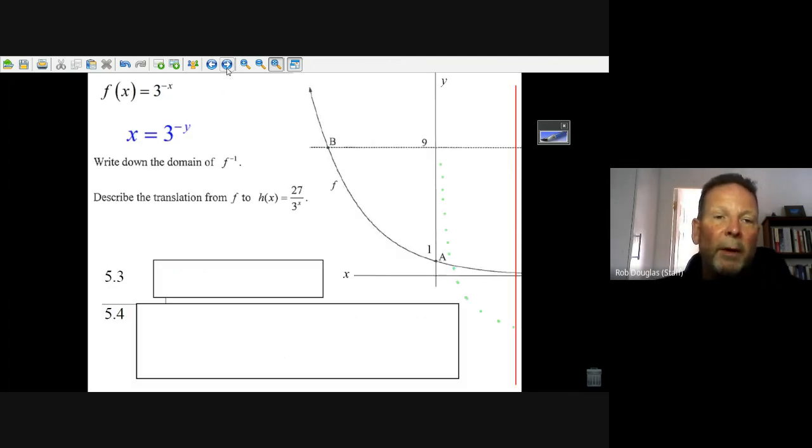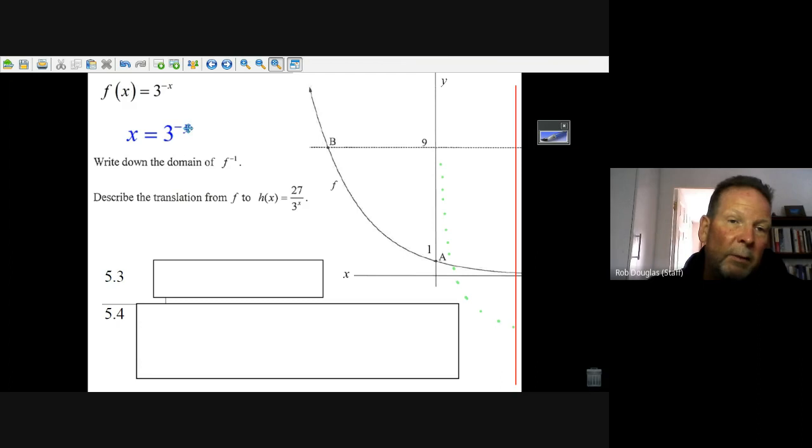Let's try one more part. Let's try 5.3, which is write down the domain of the inverse of this function. Well, there's a couple of ways of doing it. One way is to not look at the graph, but just look at this inverse. y equals 3 to the minus x. If we switch x and y, we have x equals 3 to the minus y. No matter what numbers we put in for y, even if we put in 0, 3 to the 0 would equal 1. So we can kind of get an idea.